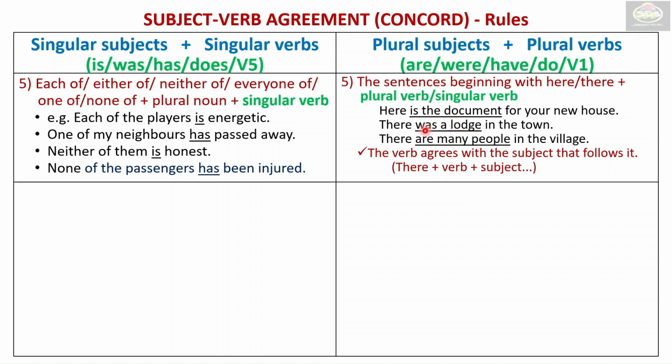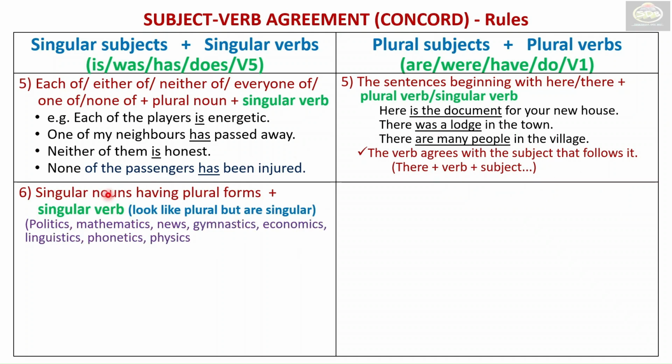therefore was. There are many people in the village. Many people are there in the village. Many people are. Agreement with many people. This is plural, therefore are. The verb agrees with the subject that follows it. There plus verb plus subject. This is the structure.